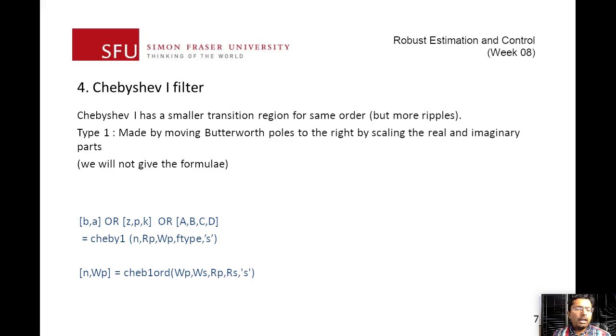Here, all of the terms are the same as defined before. N is the order, RP is the pass ripple, WP is the pass frequency, and then WS is the stop frequency, and RS is the stop ripple.